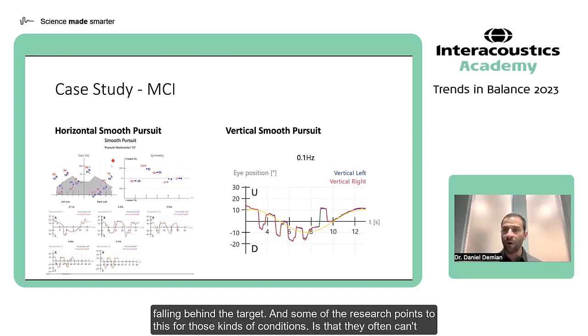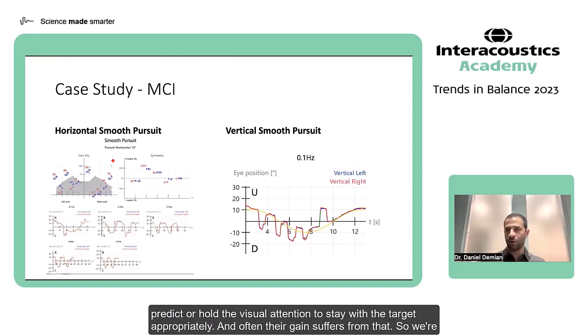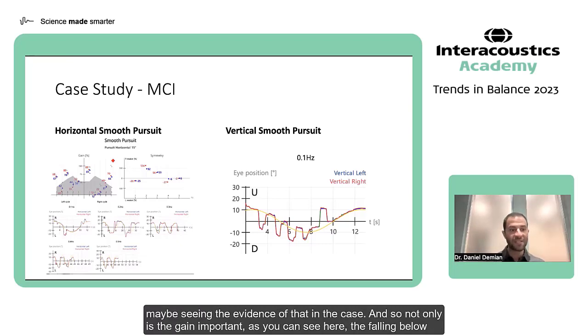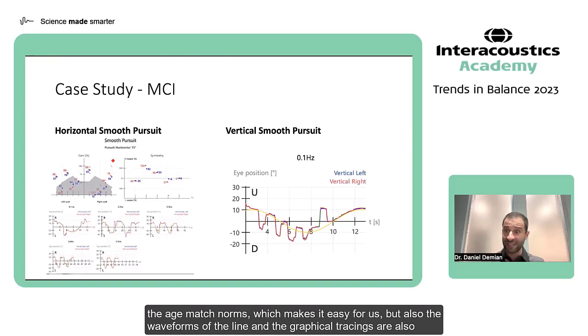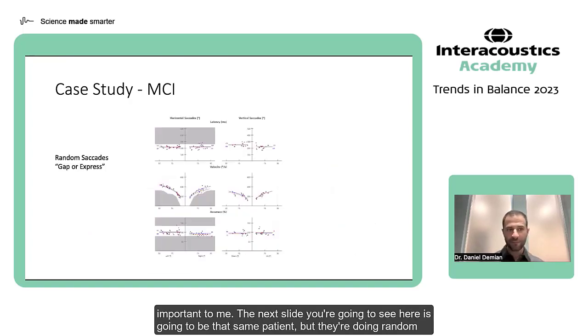And some of the research points to this for those kinds of conditions is that they often can't predict or hold the visual attention to stay with the target appropriately. And often their gain suffers from that. So we're maybe seeing the evidence of that in the case. And so not only is the gain important, as you can see here, they're falling below their age-matched norms, which makes it easy for us, but also the waveforms of the line and the graphical tracings are also important to me.